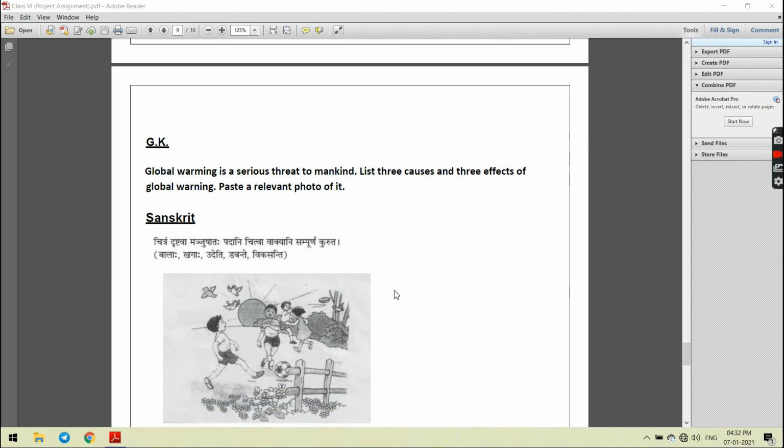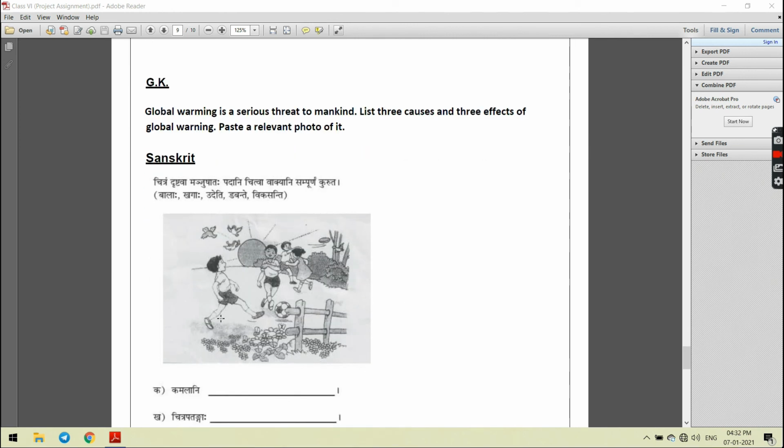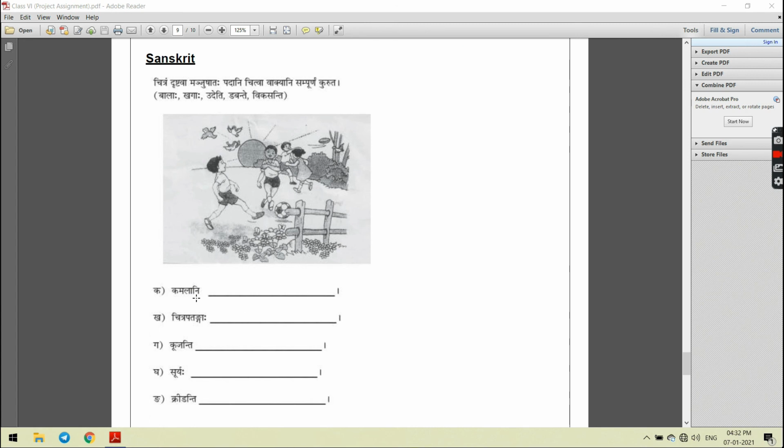We are coming to the Sanskrit project right now. So there is a picture where different activities are shown, and in the bracket 5 different Sanskrit words are given. You are also given 5 different incomplete sentences. What you have to do, you have to choose the relevant words from the bracket and complete the sentences which will describe the picture in a meaningful way.